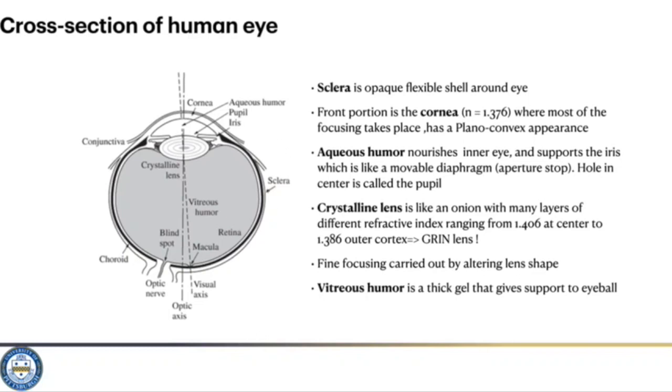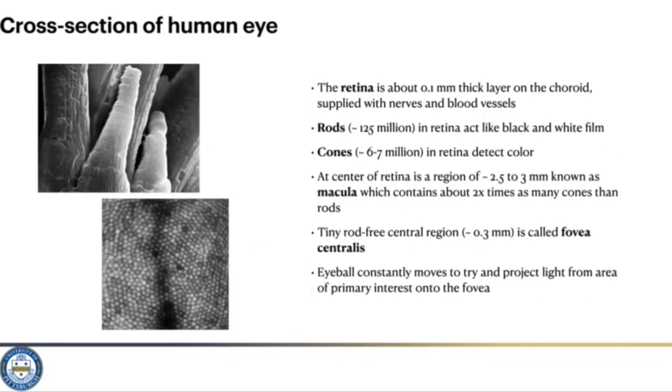Okay, the retina is the detector on which all the light is falling and is getting converted by photochemical reactions, and then being sent to the optic nerve. So here's a cross section of the retina. Sorry, that shouldn't be the human eye, but the retina. This is a picture of the retina. This is an electron micrograph of the retina. And the retina is about a 0.1 millimeter thick layer on the choroid. Okay, and it's supplied with nerves and blood vessels, as we just saw.